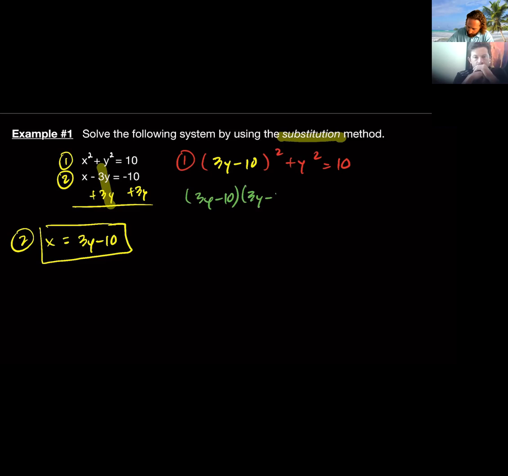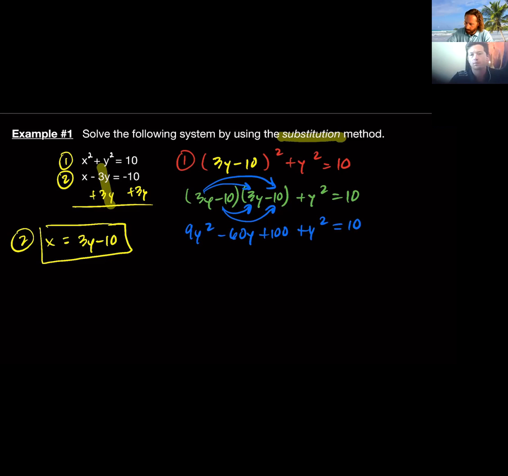If you're afraid that you might be one that makes that mistake, then just do what I just did and expand it. Write it out, because then hopefully you'll see, oh shoot, I got a FOIL. I got to distribute this 3y to that 3y, the 3y to the negative 10, and then another negative 10 to the 3y. You guys okay with me skipping that and not writing negative 30y twice? And then positive 100.